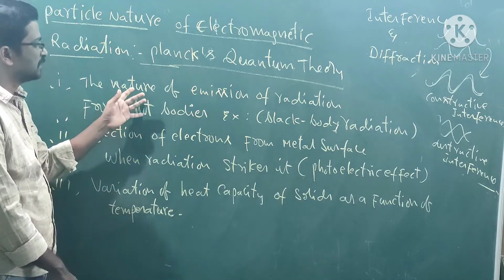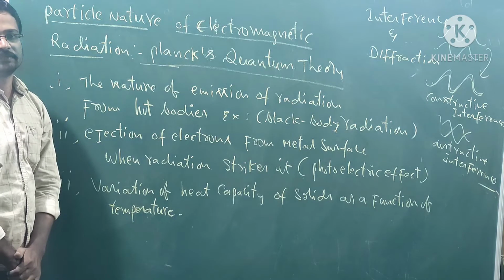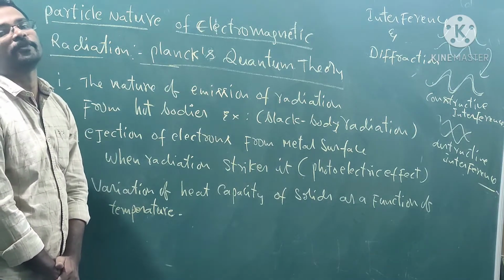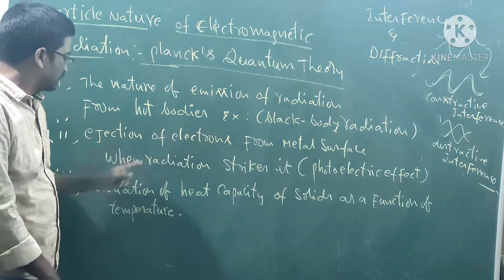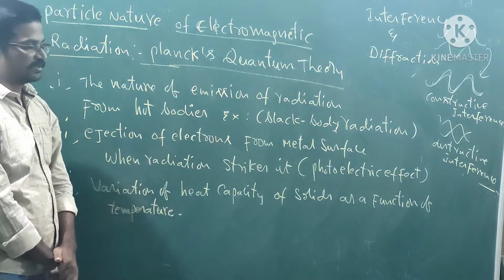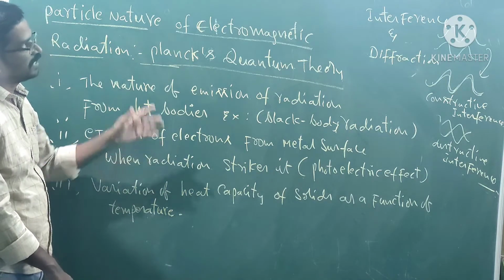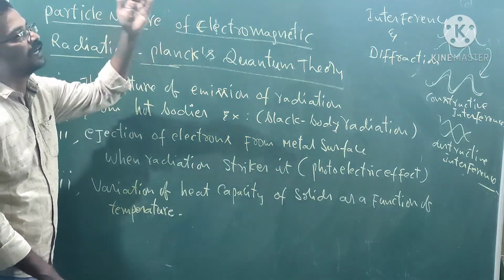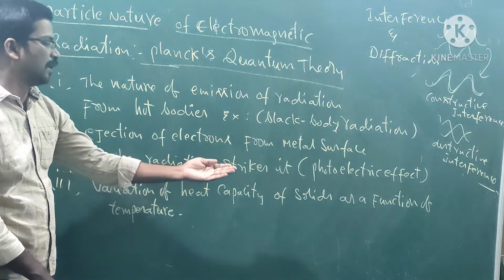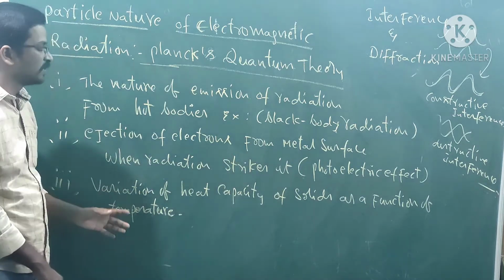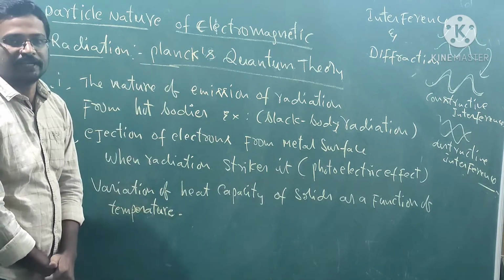Black body radiation is not explained by the wave nature of electromagnetic radiation. Also, the ejection of electrons from a metal surface when radiation strikes it, that is known as the photoelectric effect, is also not explained by the wave nature. And the variation of heat capacity of solids as a function of temperature is also not explained by the wave nature of electromagnetic radiation.